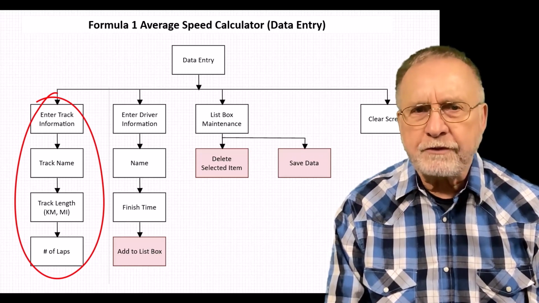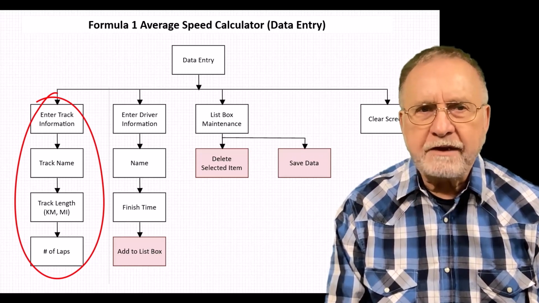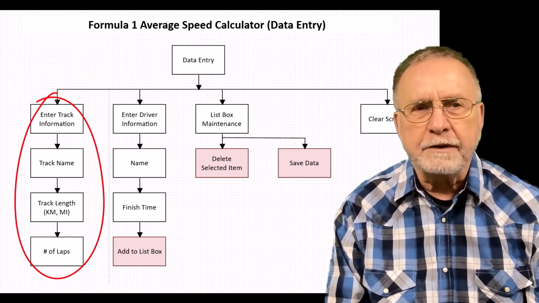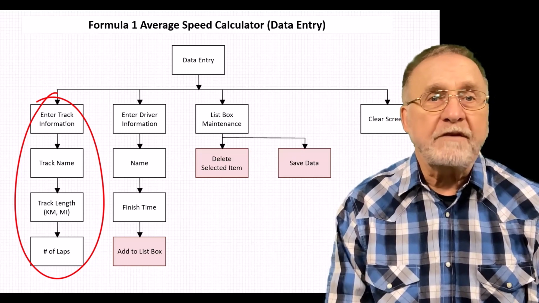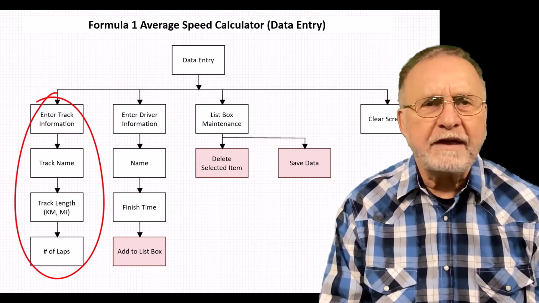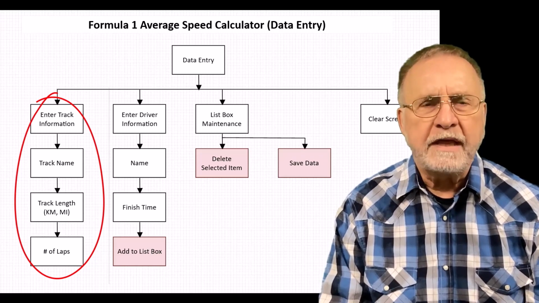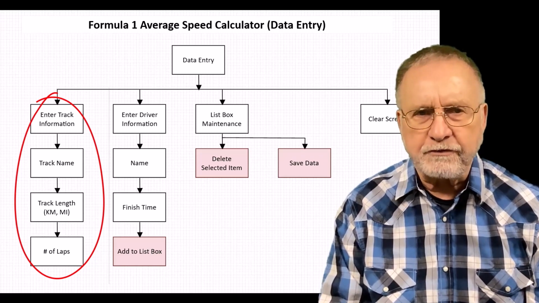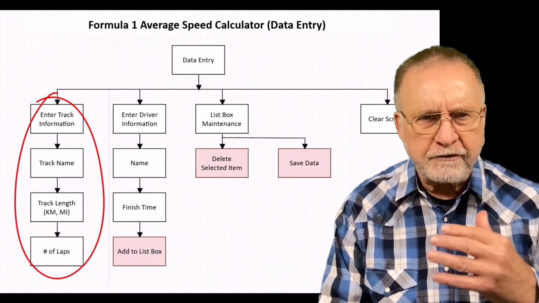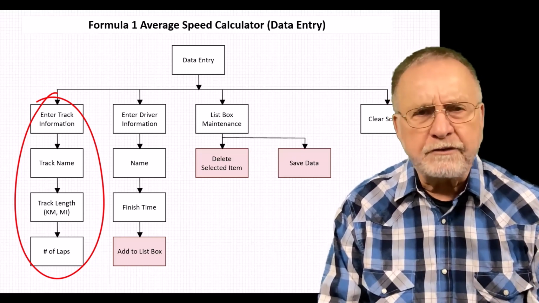Once we've entered the track information and have all the data safely stored in a series of variables, we can program our save button. Now the save button won't actually save the track info, at least not to disk. Instead, it will disable the track data entry portion of the screen and enable the driver portion of the screen, allowing us to enter driver information. So it moves from one group box to the next. Let's take a look at how this is done.